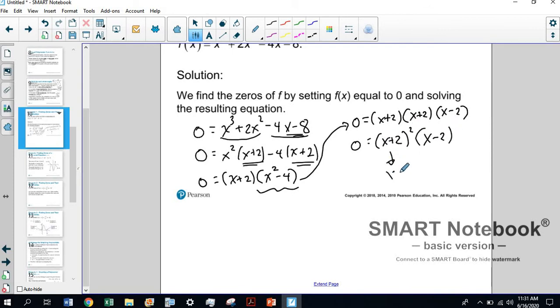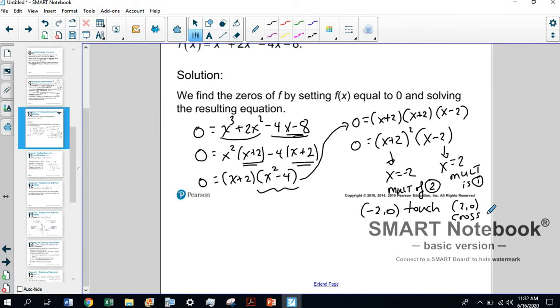So this gives me x equals negative 2 and this gives me x equals positive 2, but the multiplicity of negative 2 is 2, where here the multiplicity is just 1, and sometimes we don't even call that a multiplicity, but that's the idea. Alright, and so what that means is that at negative 2, 0, we're just going to touch the x-axis, whereas at positive 2, 0, we're going to cross the x-axis.